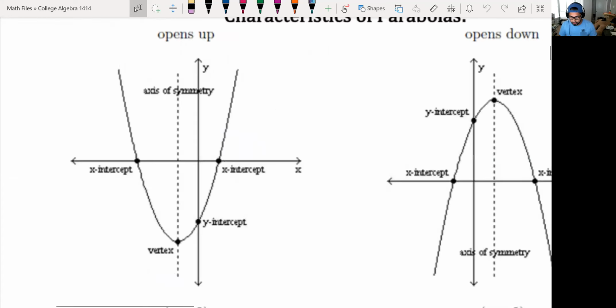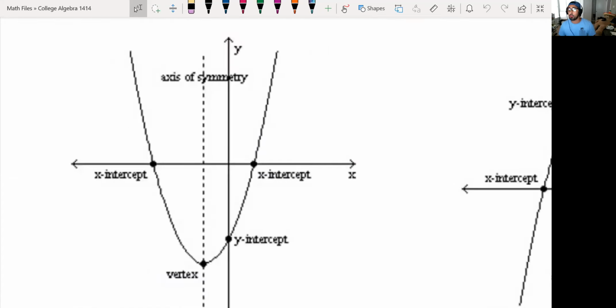So the first one we see is a parabola that opens up, right? This opens up. So we open up, right? And some things to note about this parabola. One of the most important things of the parabola is the vertex. That is the main point of the parabola.